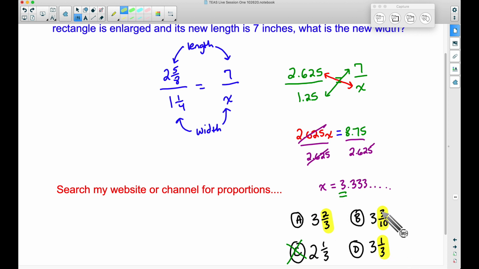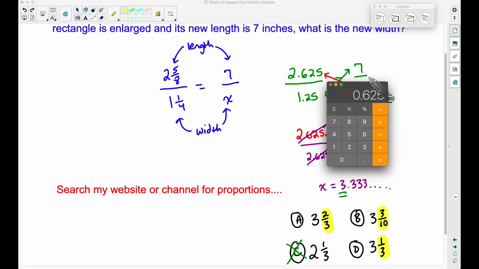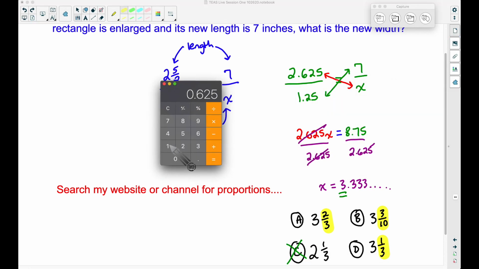We want to see which one of these fraction parts gives us the 0.3 repeated forever and ever. And the answer is D. Come to my calculator, and if I were to type in 1/3, 1 divide 3, that's the only one that's going to give us that ugly decimal that keeps on repeating.